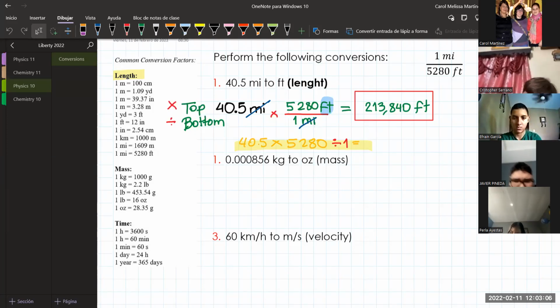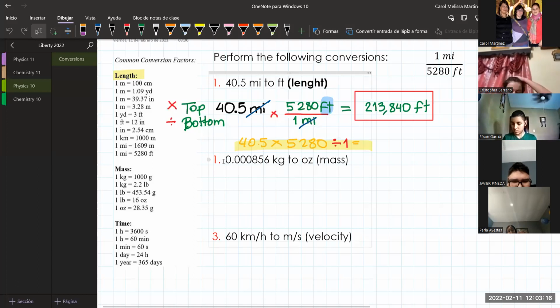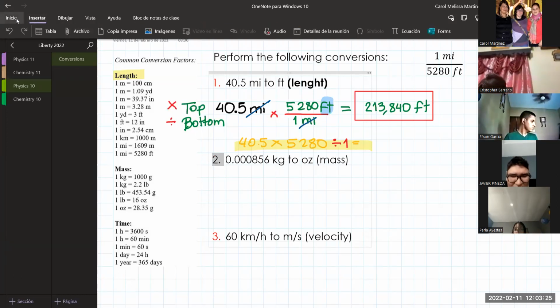Do you want me to try the second example? Or do you want to ask me something about this one that I did?